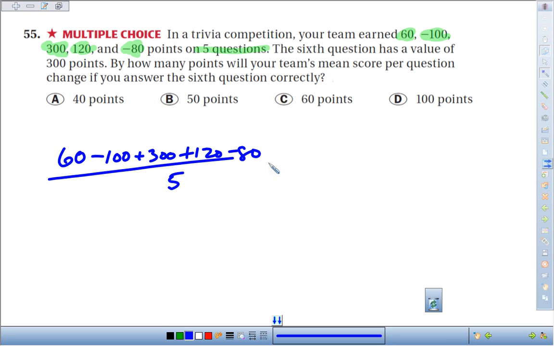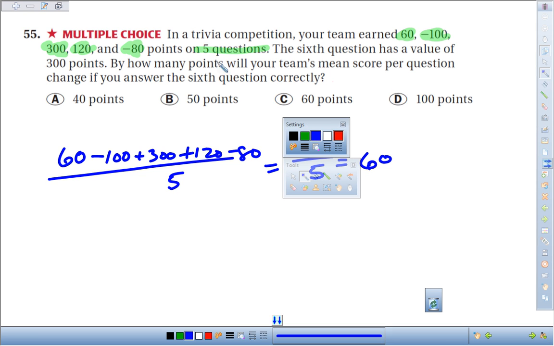There were 5 scores. Let's see, 60 minus 100 is negative 40, plus 300, that's 260, plus 120 would be 380, minus 80 would be 300 is my sum. Divide by 5 questions, and that would give us an average score of 60 points per question. Now, if we throw in the mix one more question that we get for 300 points, we're going to add 300 to our score.